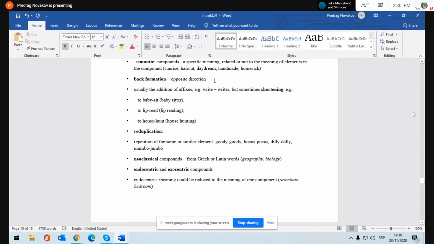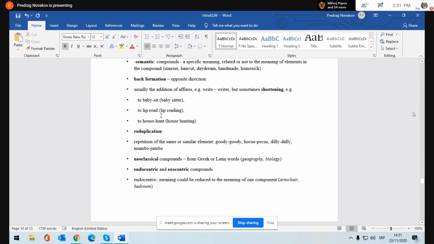So this is back formation, like in to babysit. Linguists say that first the noun babysitter was created. This is a compound, babysitter. And then you omitted ER to create a verb, to babysit. That's why this is back formation, opposite, which means you did not add, but omit something. So you omitted ER, okay?